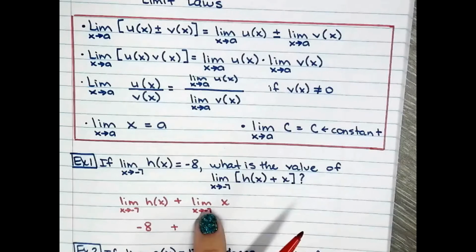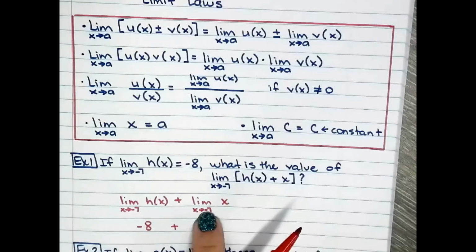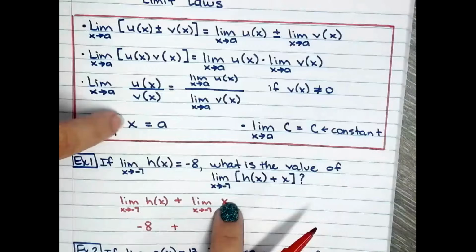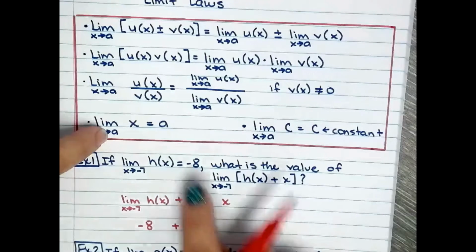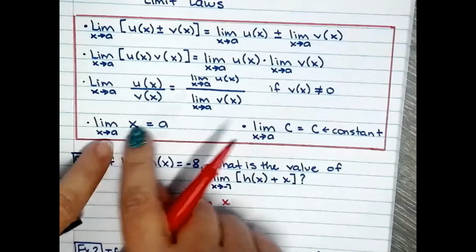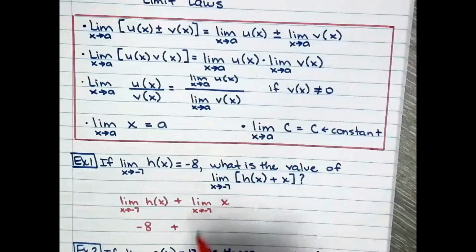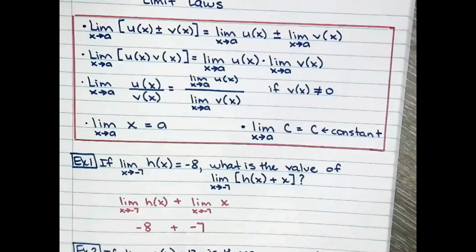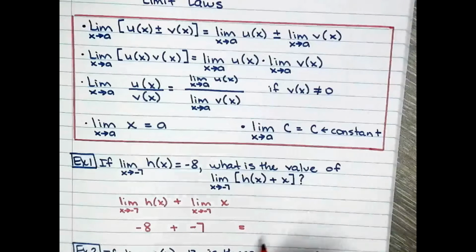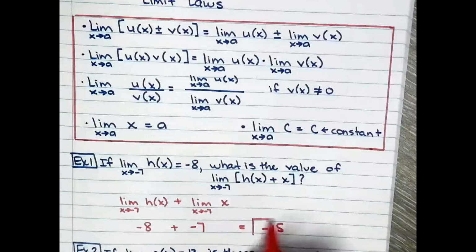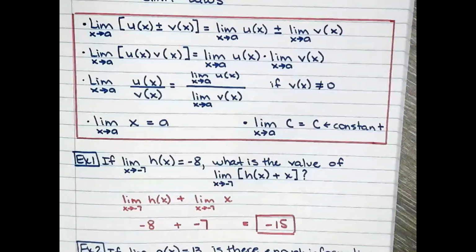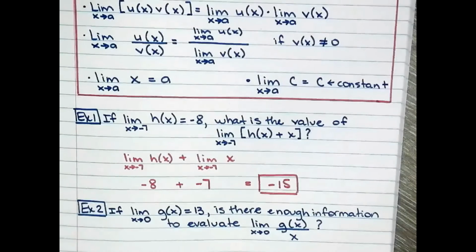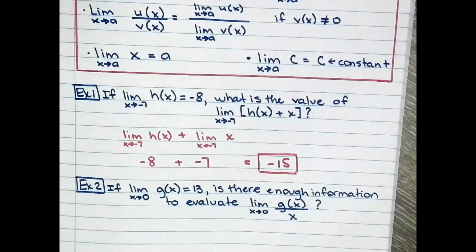Plus, now the limit as x approaches -7 of x, from over here we have that this value right here will be -7. Okay, if this here is a, so this here is -7. All right, and then you add them together. -8 minus 7 is -15, and that's all there is to it. This is super easy. You just need to apply the laws, and as you work on this, you will become more familiarized with it. Okay.